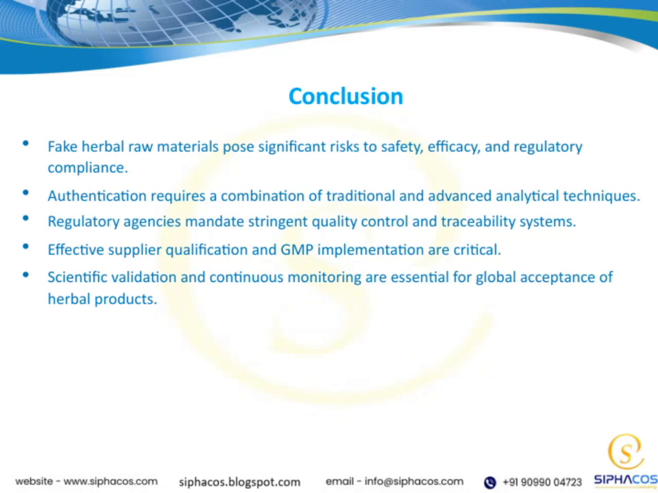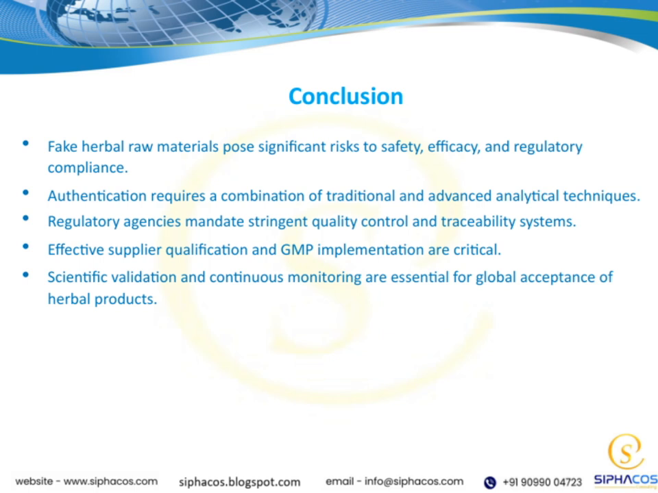First, fake herbal raw materials pose significant risks, not just to safety, but also to efficacy and regulatory compliance. It's crucial that we can accurately authenticate these materials. To do that, we need a combination of traditional methods and advanced analytical techniques. This helps us ensure the authenticity and quality of the herbs we use. Regulatory agencies around the world are very strict about quality control and traceability systems. Meeting these standards isn't optional. It's essential for market access and consumer trust.